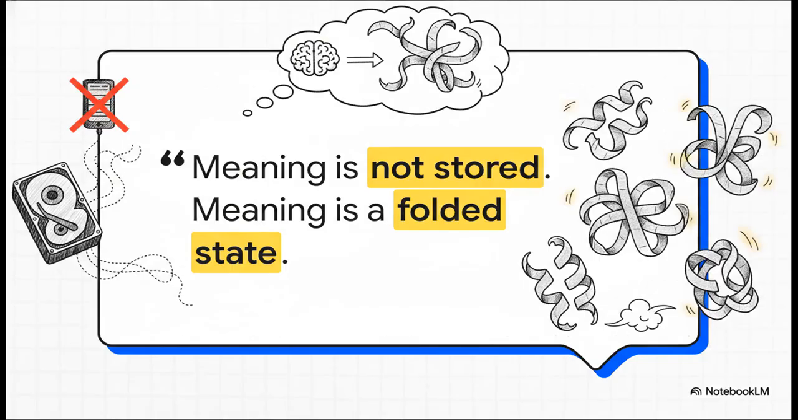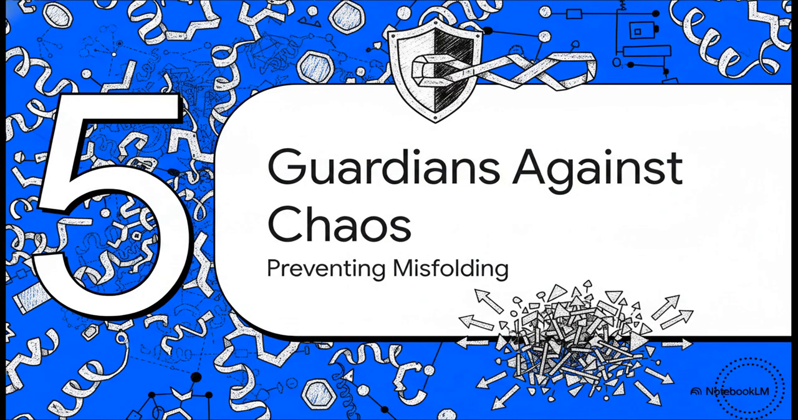And this is the real punchline. Meaning isn't some file that gets pulled out of a database. It's a temporary, stable structure that is built on the fly during inference. Every single time you get a response, it's like a new protein being folded for a specific job, doing that job, and then vanishing. Now we get to the part of the analogy that is, frankly, uncomfortably accurate.